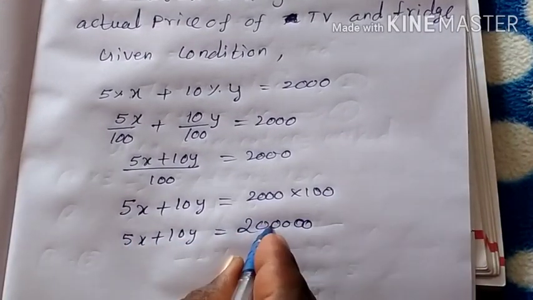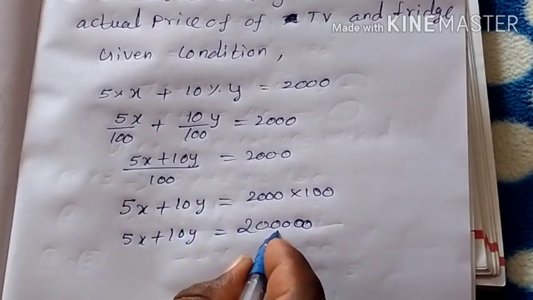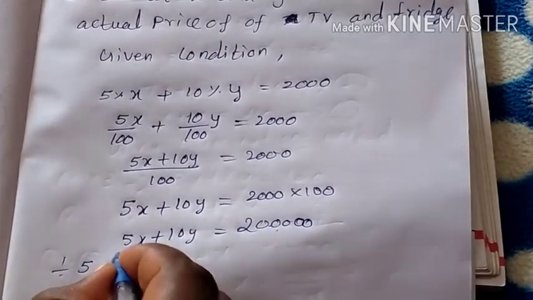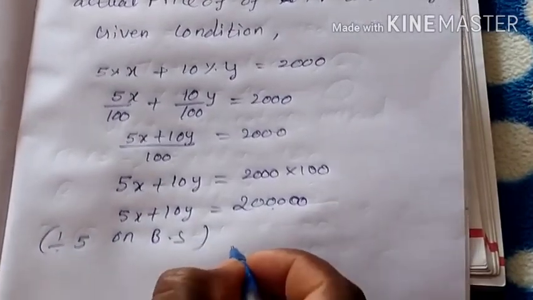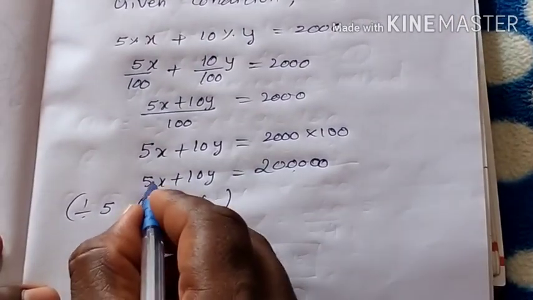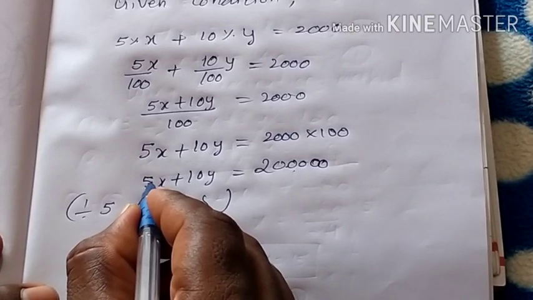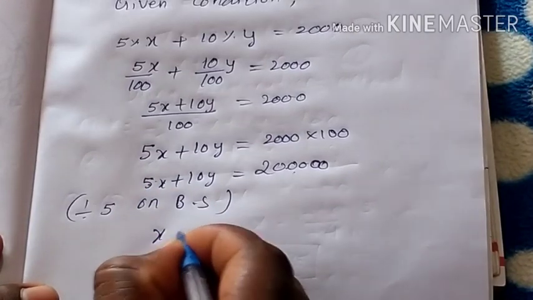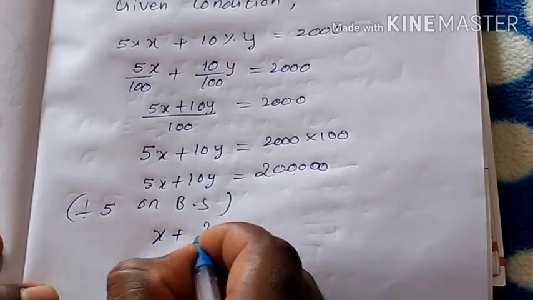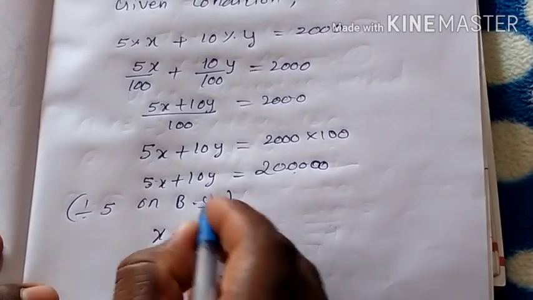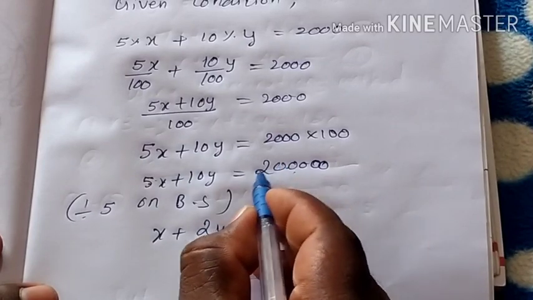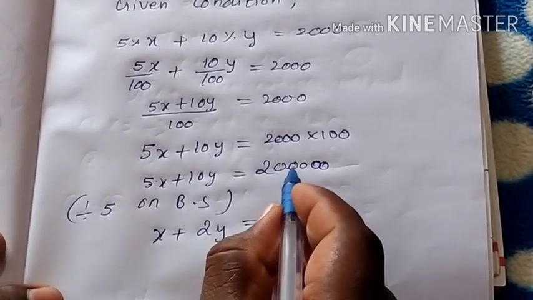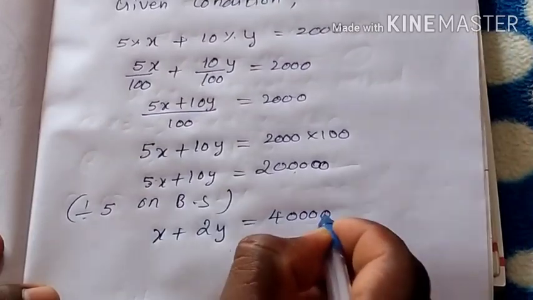Then compare all the numerical coefficients. These all are multiples of 5, so divide by 5 on both sides. Okay, so making the division by 5: 5x divided by 5, we get x, plus 10y divided by 5, 2y, because 1 5s are 5, 2 5s are 10. This is equal to, 1 5s are 5, 4 5s are 20, so 4, then remaining 4 zeros, that means 40,000.